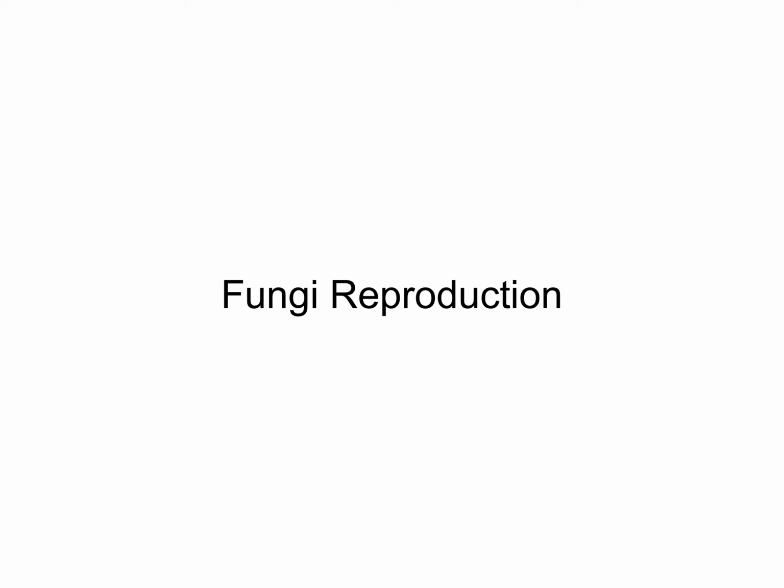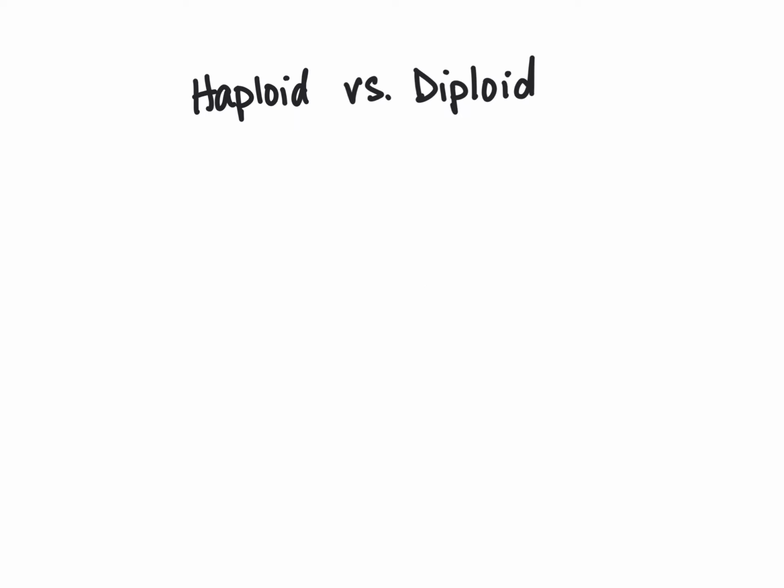In this video, we're going to talk about how fungi reproduce. Now, before we get too far into fungal reproduction, let's do a quick review of what the terms haploid and diploid mean. These are terms that you probably have heard before when you've learned about mitosis and meiosis. Haploid means that an organism has one set of chromosomes. Diploid means that an organism has two sets of chromosomes.